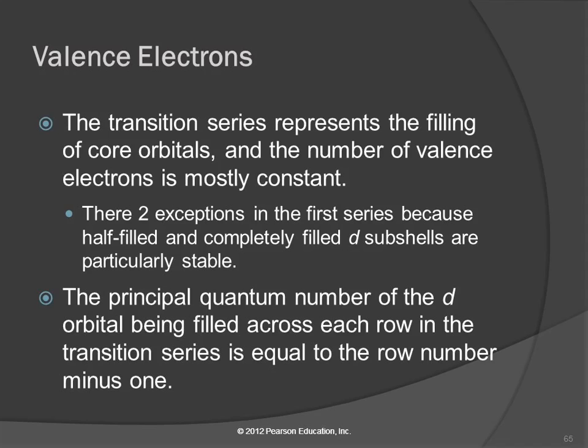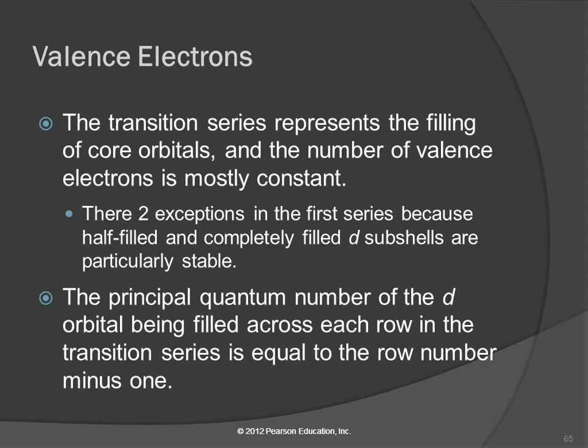And I mentioned this because half-filled and completely filled D subshells are particularly stable. So sometimes you'll get only 1 valence electron because an electron will move up from the S room to the D room, because there's a bonus, and so it ends up being overall cheaper. So just be aware there are some exceptions in there, and don't be bothered if we come across them.